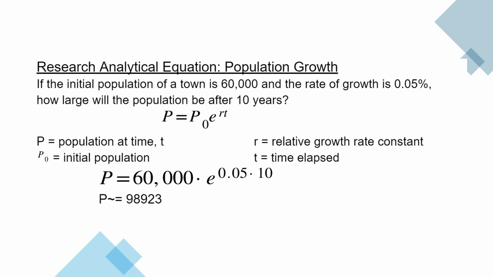For this one, if the initial population of a town is 60,000 and the rate of growth is 0.05%, how large will the population be after 10 years? Using this equation of P equals the initial population times e to the relative growth rate times t, which is going to give you 60,000 times e to the 0.05 times 10, which is approximately 98,923 people.